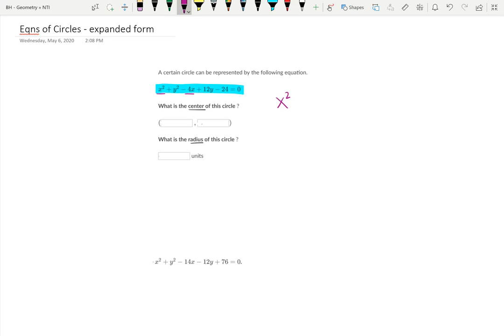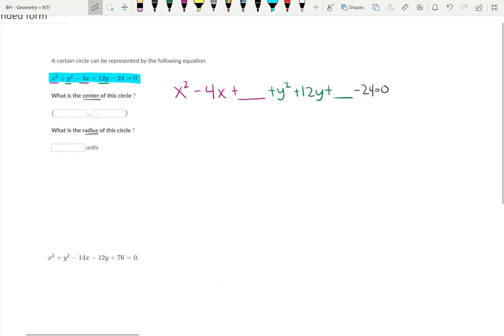So when you do that, you're going to leave a blank for when you're completing the square. Then you're going to group your y's together. So you've got y squared plus 12y. You're going to leave another blank, and then you've also got that minus 24. So you need to also have that on there as well. Let me zoom out a little bit.